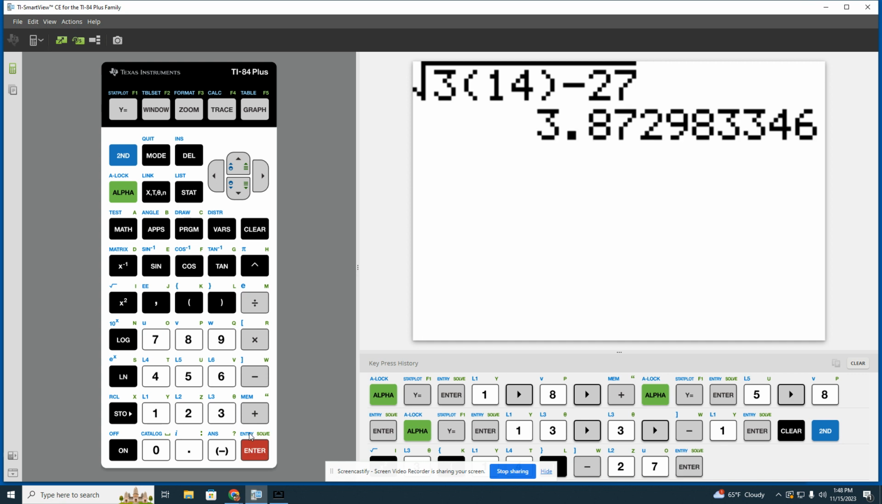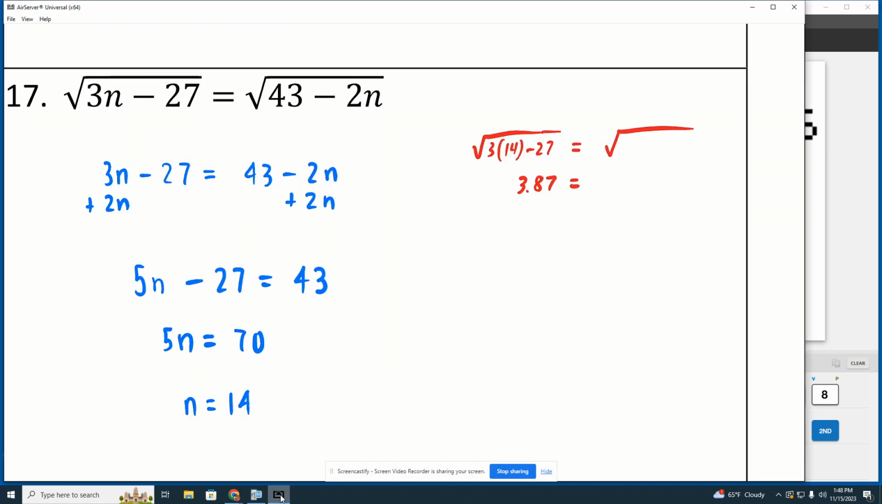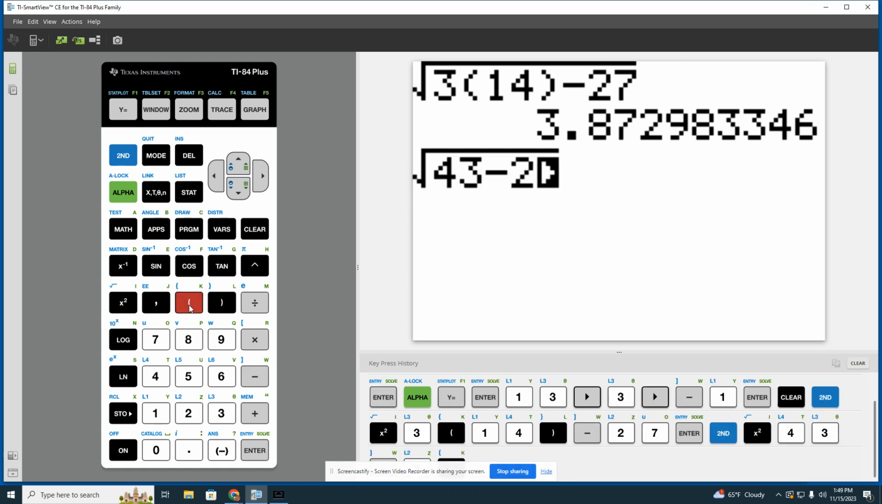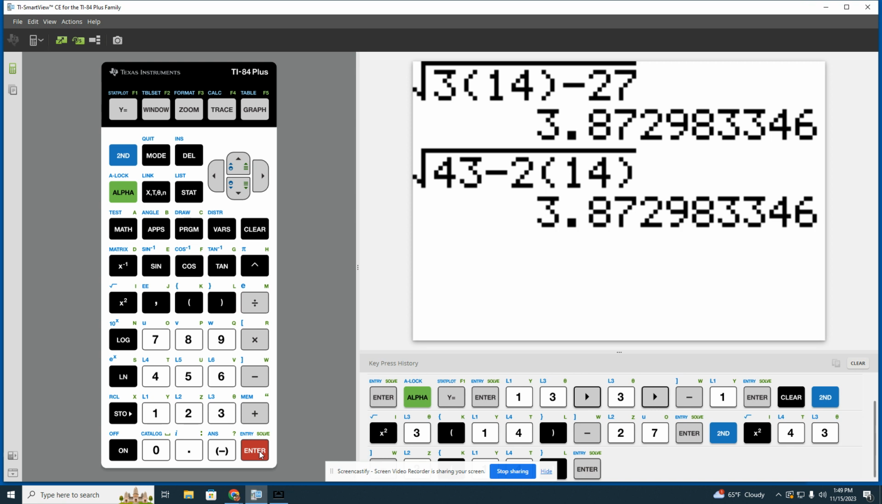So I get 3.87, let's say. Again, it doesn't matter what I get. What matters is when I do the other side. When I go do the square root of 43 minus 2 times 14, it needs to give me that same answer. So let's see if it does. The square root of 43 minus 2 times 14, and it gives me, sure enough, the exact same answer. Therefore, n does in fact equal 14.